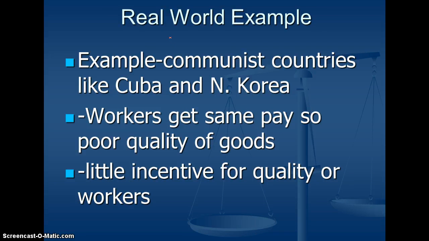An example is a communist country like Cuba or North Korea. They're telling their workers what to produce, what they're going to do. They get the same pay despite the quality of their work. They can do a great job or a poor job, but they're paid the same. They have a quota that they have to meet, but basically workers get the same pay. There's little incentive. There's not competition. You don't see as much quality from the workers because you've taken their incentive away. Those are examples of a command economy.